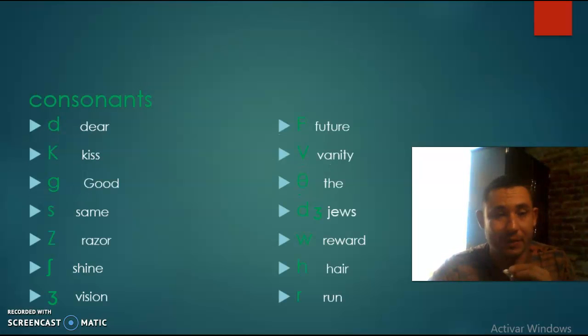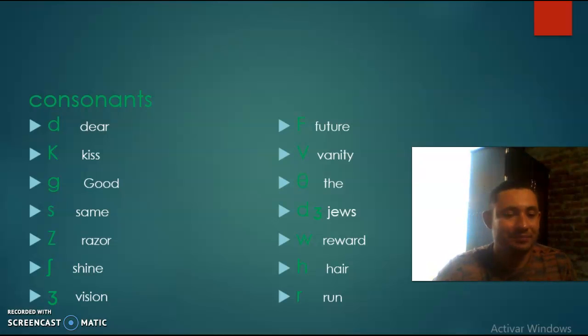More consonants. The sound is like say dedo, but you don't say dedo. You say only the sound, due. Now sound keys. It's like say ganso, gato in Spanish, and you can say the sound, and in words is good.